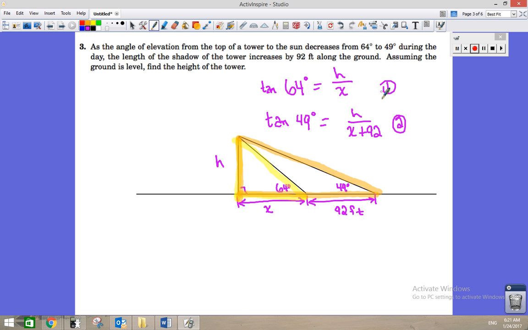So let's rewrite equation 1 in terms of h. I'll write it over here. I'm going to change colors. So I have h is equal to, if I just multiply both sides by x, x tangent of 64 degrees. And over here, the same thing. If I multiply both sides of the equation by x plus 92, I'll have just a different expression for the same number h.